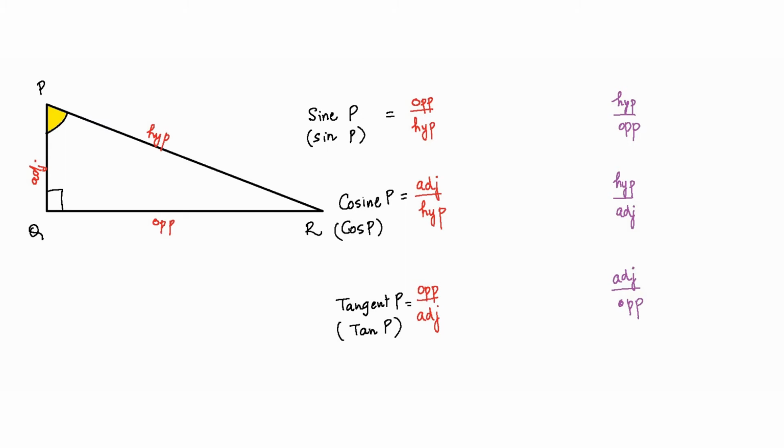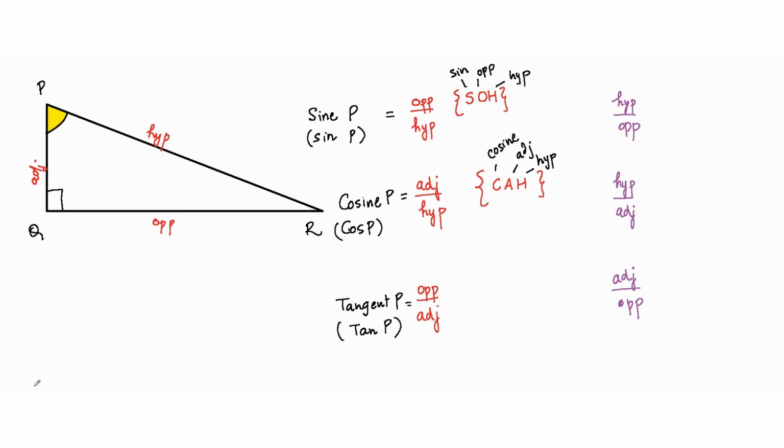To make this simpler, there are some shortcuts. Sine is opposite upon hypotenuse, so the short form for it is SOH. S-O-H. S stands for sine, O stands for opposite, and H stands for hypotenuse. The short form for cosine is therefore CAH, C-A-H, where C represents cosine, A represents adjacent, and H represents hypotenuse.